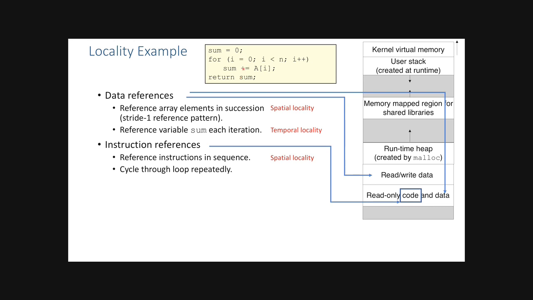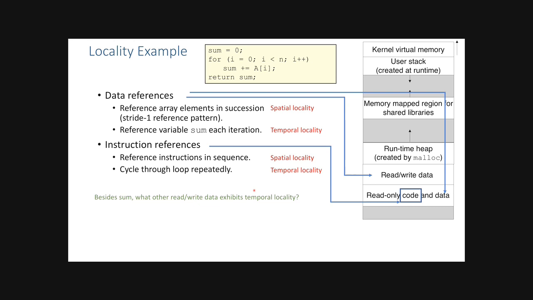Now, there's also a set of instructions for this loop that get executed over and over again, as we cycle through that loop. So there's also some temporal locality where over time the same set of instructions get executed over and over again. And so just this very simple little program has examples of spatial and temporal locality for both the code, the instructions, and the data that those instructions are operating on.